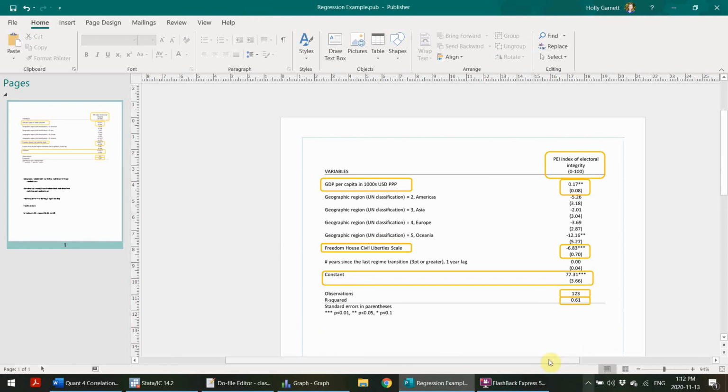So those are the main things, and I'm going to give you an annotated version of this that labels everything so you can go back and take a look at it.